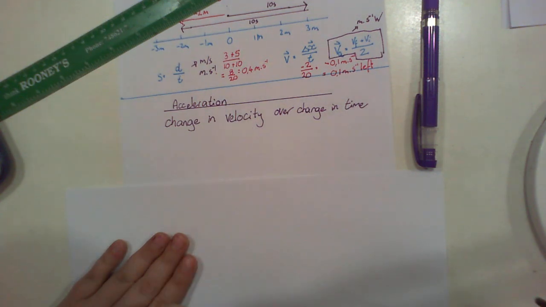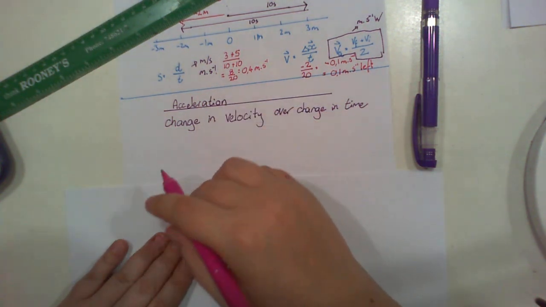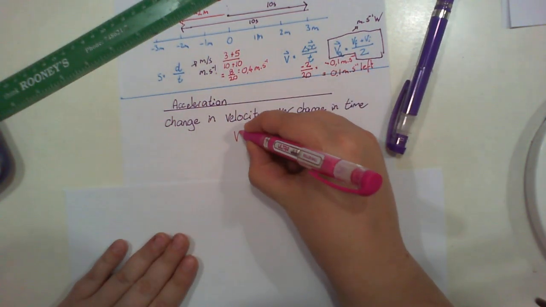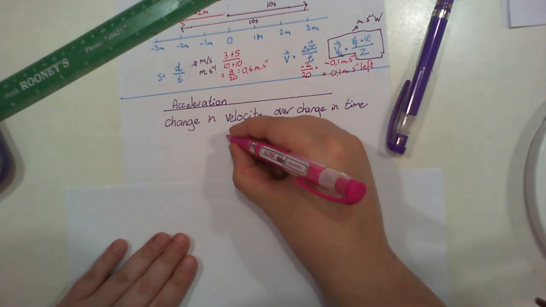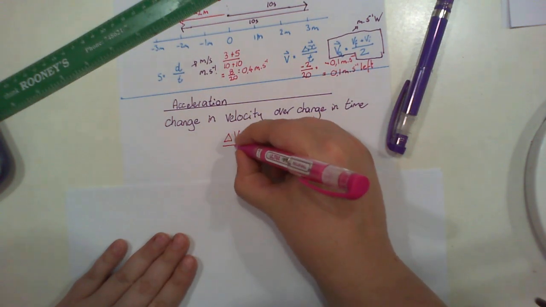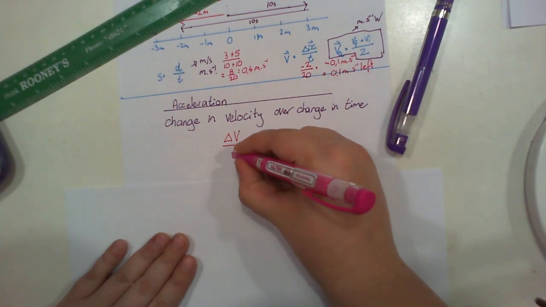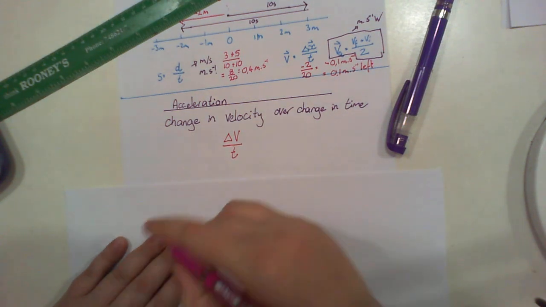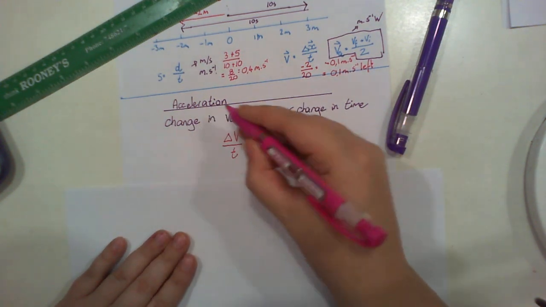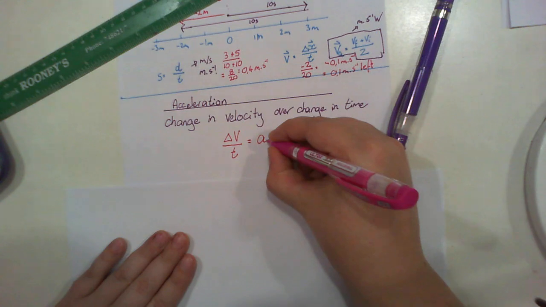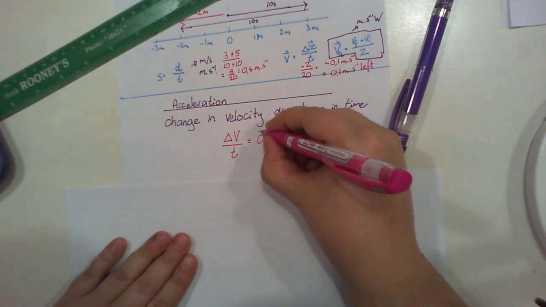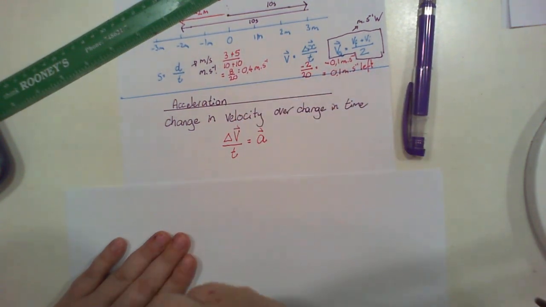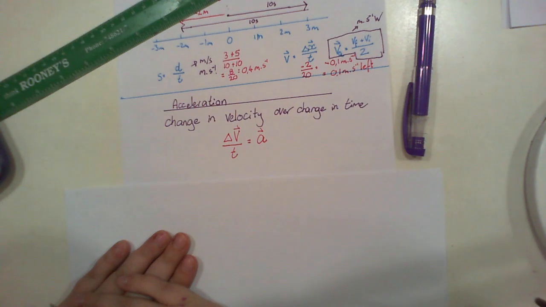We can, of course, show that in an equation. So change in velocity. What's velocity? It's v. What's our symbol for change? Is, of course, delta. Delta v over t, or delta t, you will see both, is equal to acceleration. Now, I will often draw a little arrow above those to show that they are directional. They are vectors, but it is not strictly necessary, but I do recommend it.